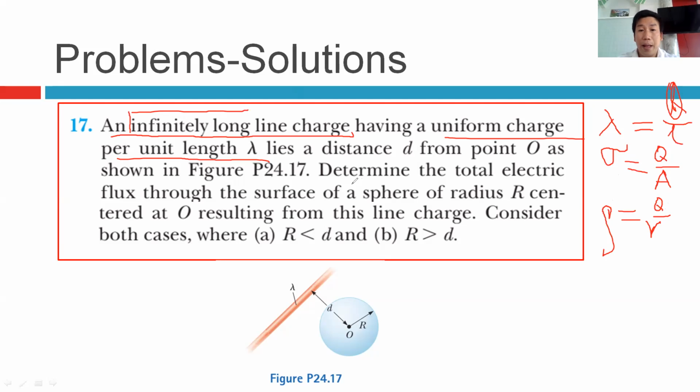And they also ask to determine the total electric flux through the surface of a sphere of radius r. It means that we have a sphere, and the line is either outside or inside it. It depends on the radius. So there are two cases. The first case is the radius r less than d, and the second case is the radius r larger than d.